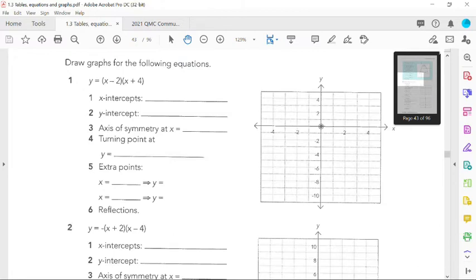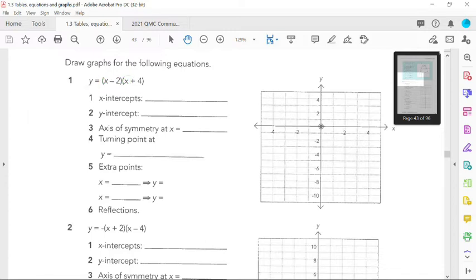Draw graphs for the following equations. We have y equals and then 2 brackets. I know this is a quadratic because if I multiply those brackets out, x times x would give me x to the second power, right? So x squared. So that means it would be a quadratic. So we know that the graph that we're looking for is going to be a parabola.